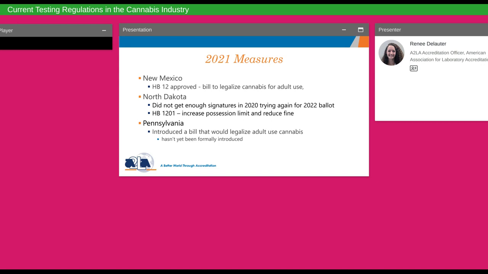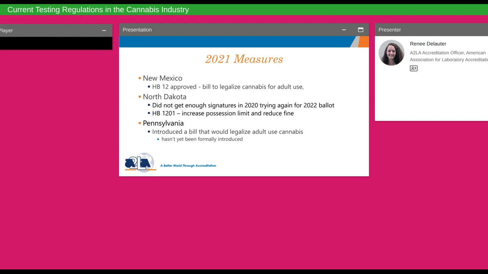In February, the New Mexico House of Representatives approved a bill to legalize cannabis for adult use. Now the Senate will work to unify 3 competing bills. In 2020, North Dakota did not receive enough signatures to get legalization for adult use on the ballot, but they are trying again this year. They will need to get enough signatures to put this on the 2022 ballot. Meanwhile, lawmakers in North Dakota are pushing for further reduced harsh and senseless penalties for adults caught with small amounts of marijuana.